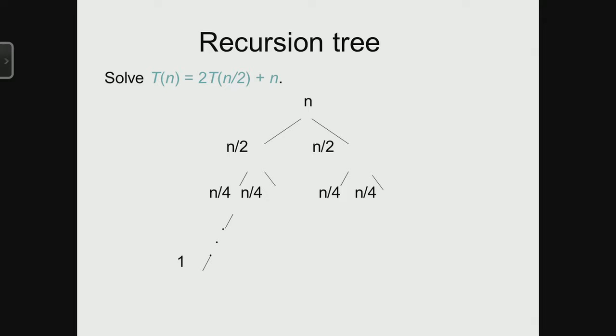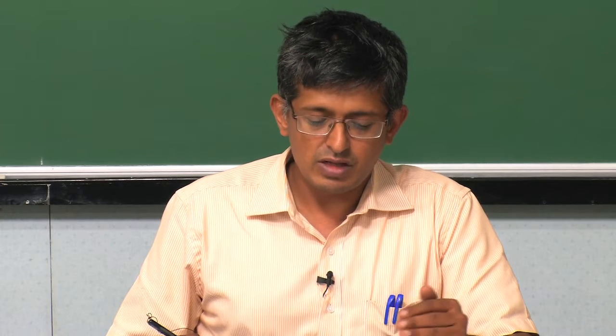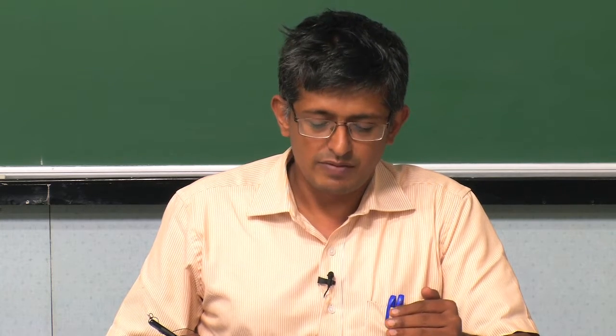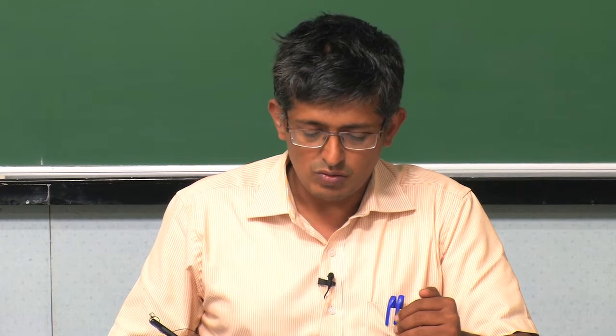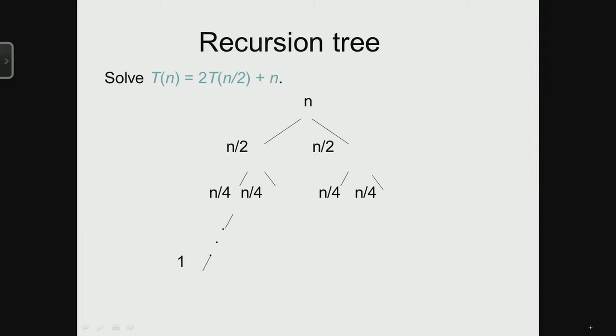In one branch of this whole recursion tree right up to the leaf, one can note that the values are in the range n, n by 2, n by 4, all the way down to 1. In other words, as the depth of the tree increases from the root, the size of the subproblems being solved falls by a factor of 2. It becomes n, n by 2, then n by 4, and goes down all the way to 1. Therefore, the height of this tree is log n to the base 2.